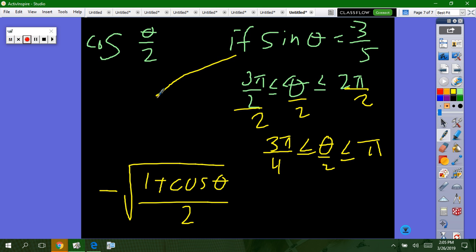I'm going to quickly draw this in quadrant 4, excuse me.